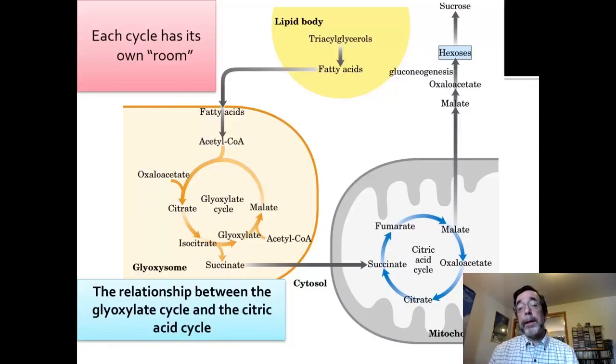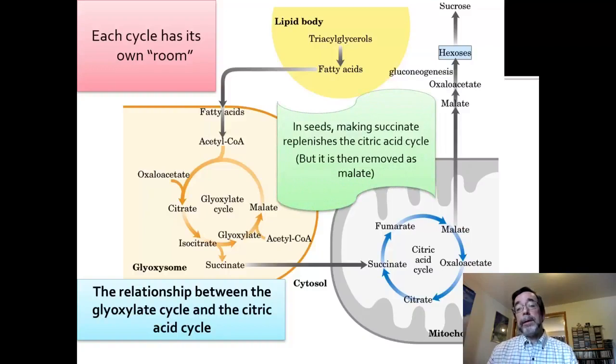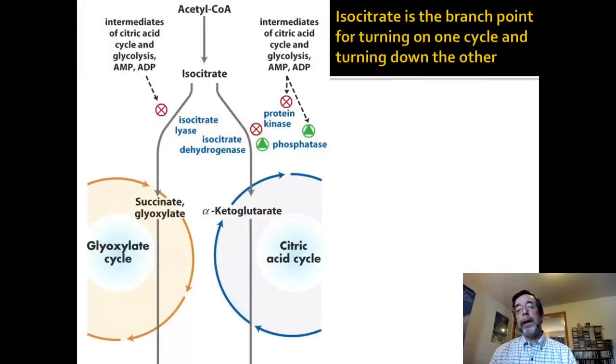Each cycle has its own room. That's one of the ways that they're regulated. And making succinate will then replenish the cycle. And so that's why I think it's important to talk about it when we're talking about replenishing the cycle. There's another point of regulation for this. So how do you turn on one cycle and turn off the other? How does the seed do this?